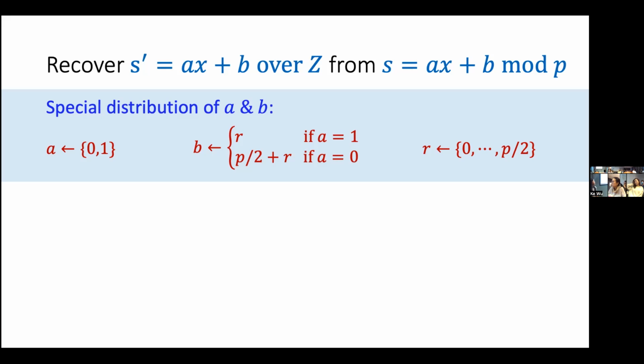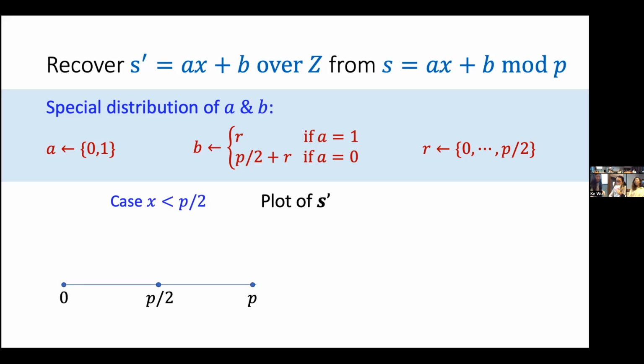Next, I'm going to choose B from this special distribution, which is not even completely random out of P. Either it is a random value between 0 and P over 2, or it is a random value between P over 2 and P. And the case depends on the value of A. So if A is 1, it's smaller than P over 2. If A is 0, it's bigger than P over 2. Weird, right? Who thinks about this distribution? You have to look at the plot.